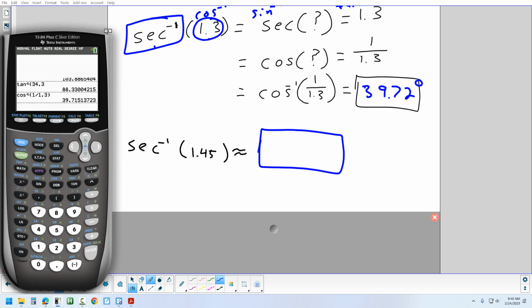Okay. Do I have a button for inverse secant? No. So then I need to change it to the trig function it's connected to. Which one is that connected to? Cosine. Yep, so inverse cosine. And what do I need to do with the number on the inside? Flip it. It's not hard, you just have to remember what to do. It's 46 point, if we round that up, it's 46.40.